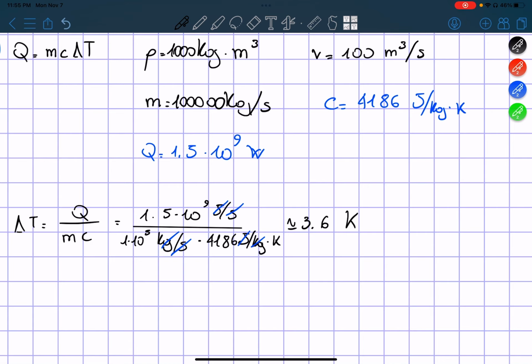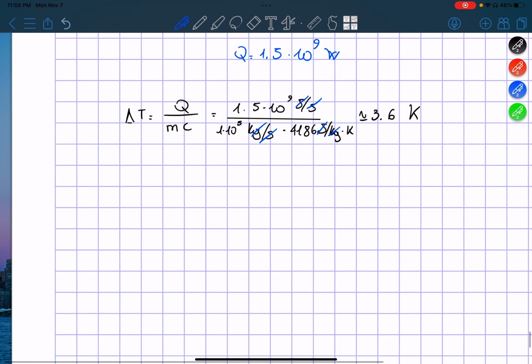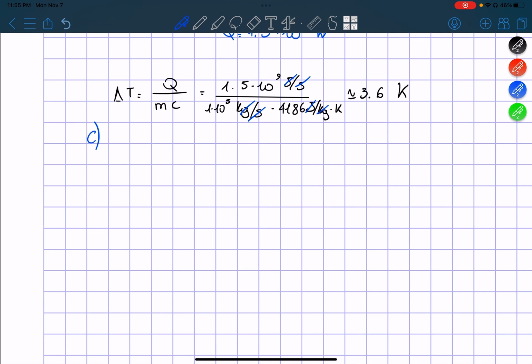Now we only have part C left. Here we are asked: to avoid this pollution, the power plant could still be cooled by evaporation of river water. This is more expensive, but in some areas very preferable. At what rate must the water evaporate? What fraction of the river must evaporate?